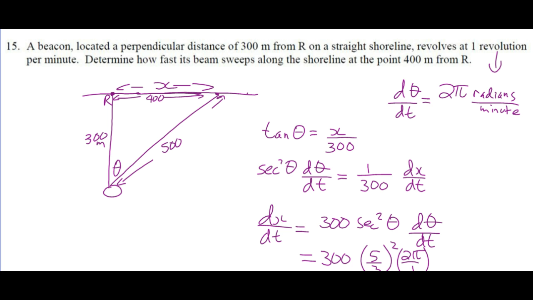So in these guys, draw yourself a diagram, angle, figure out how things are related. What rate did they give me? What rate do I need to find? Set it up. Take the derivative of both sides with respect to time.